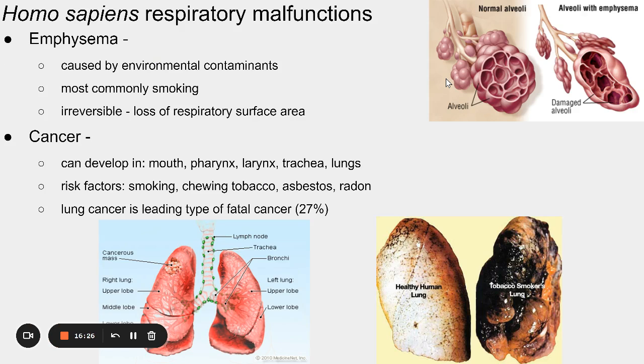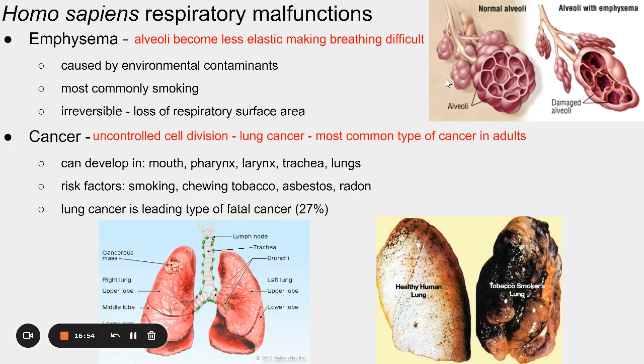All right, let's try and finish up. Emphysema is a disease when the alveoli get stretched out, making it harder to breathe. It could be caused by environmental contaminants, especially smoking. The long-term effects of inhaling cigarette smoke can cause the alveoli to lose their elasticity, and they don't stretch and recover as much. It's typically irreversible. And finally, cancer.